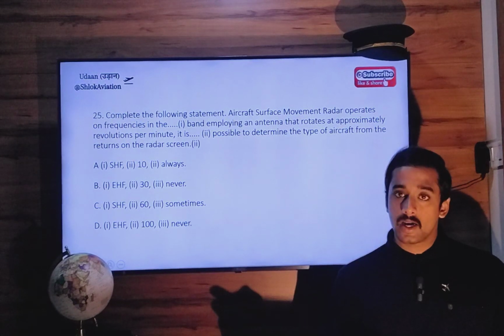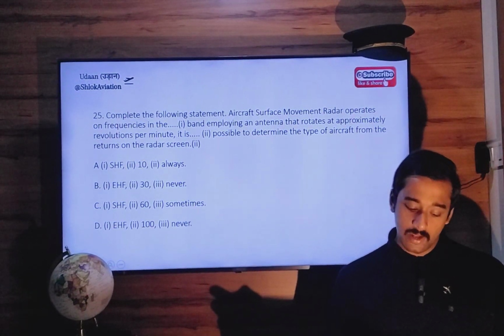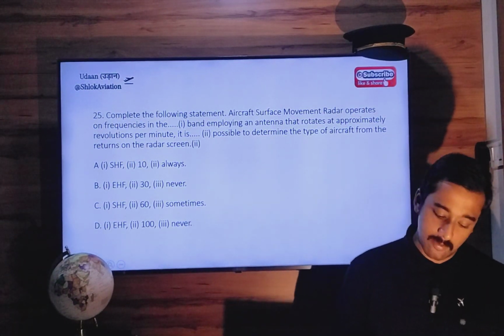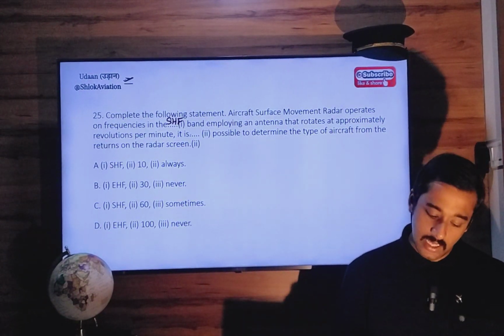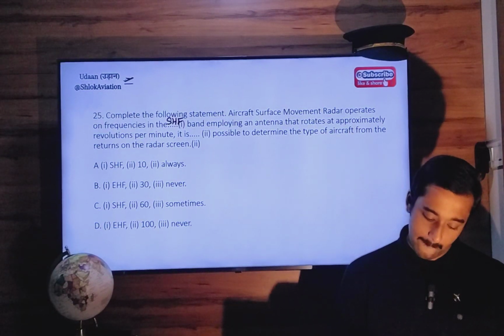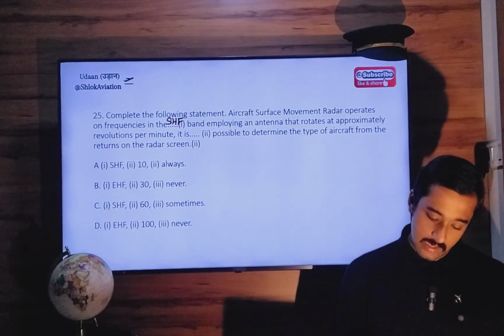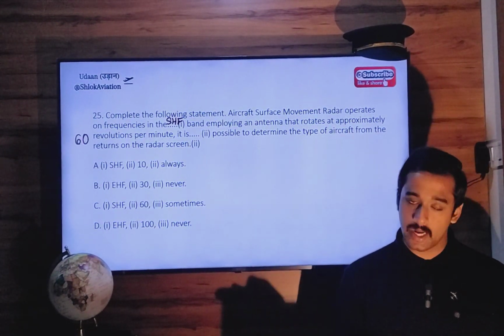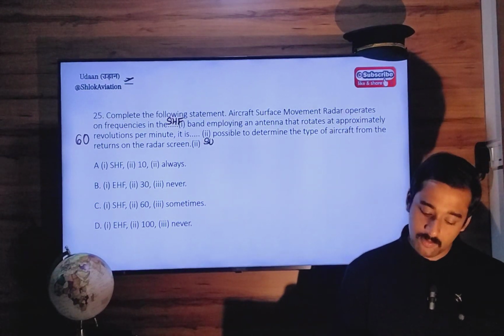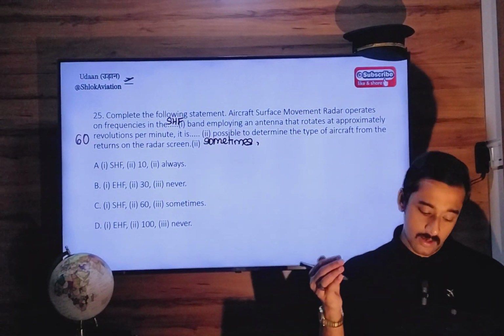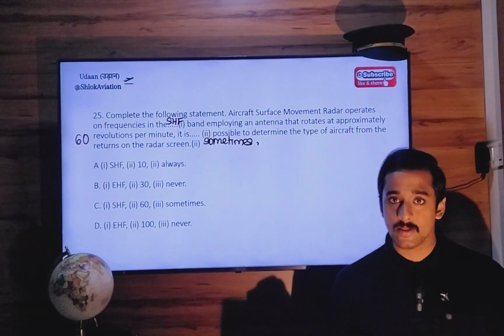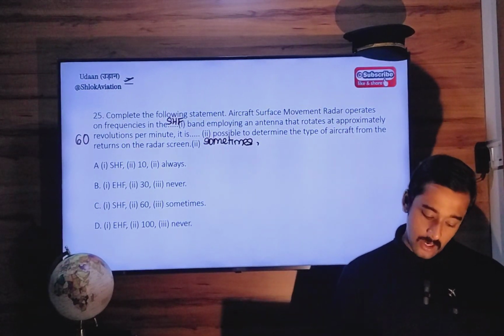Aircraft surface movement radar, very important question, operates on frequencies in the super high frequency band. There is an antenna that rotates at approximately 60 revolutions per minute, and it is sometimes possible to determine the type of aircraft from the returns on the radar screen. So the correct option will be option Charlie.